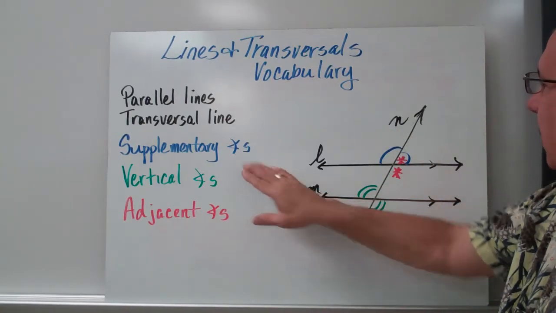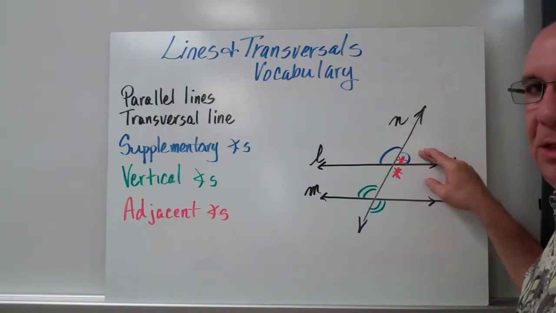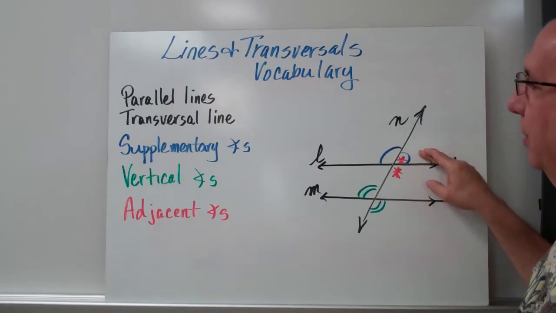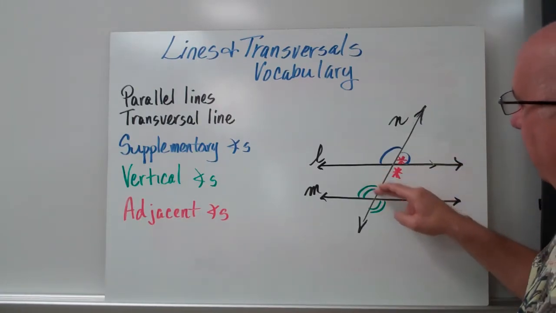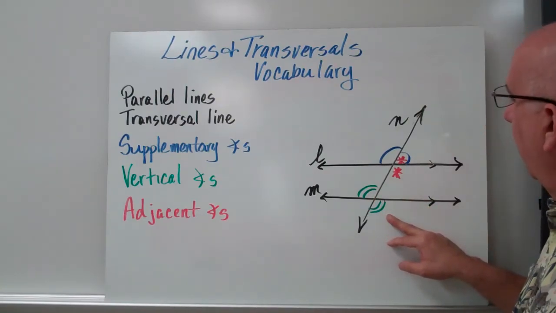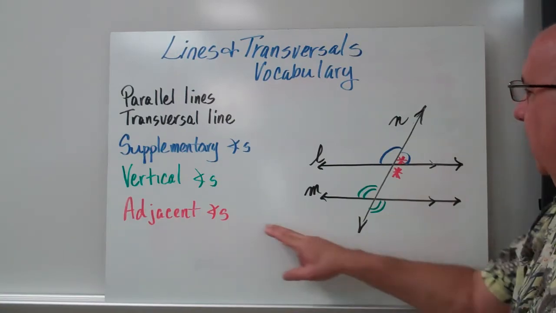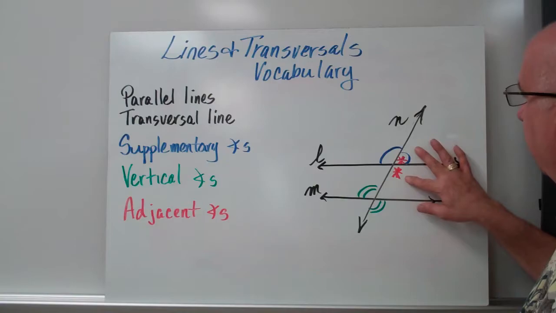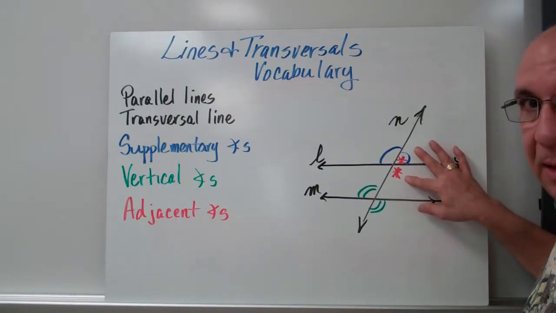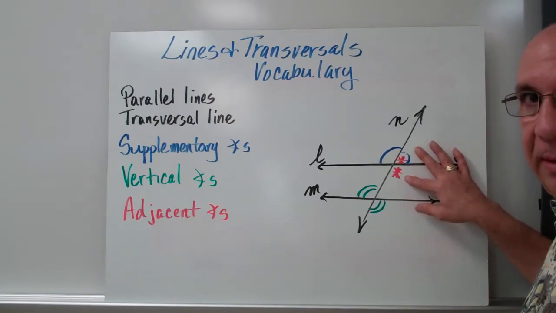Supplementary angles. Examples of supplementary angles are the two blue arcs here. Supplementary angles are two angles whose sum is always 180 degrees. Vertical angles are the green ones, is an example. Vertical angles are always congruent. Adjacent angles are two angles that are side by side. In this case, since the lines are parallel and cut by a transversal, adjacent angles are also supplementary.